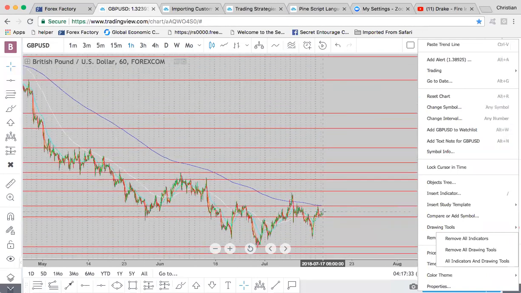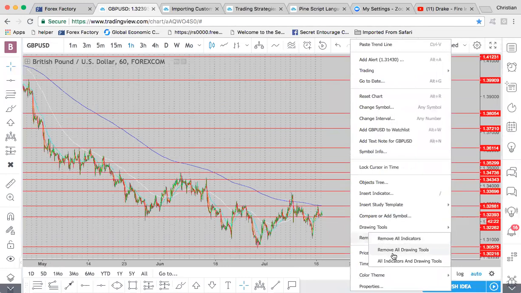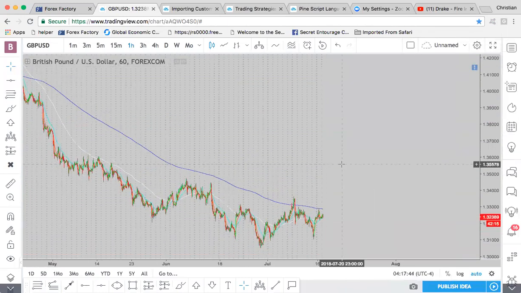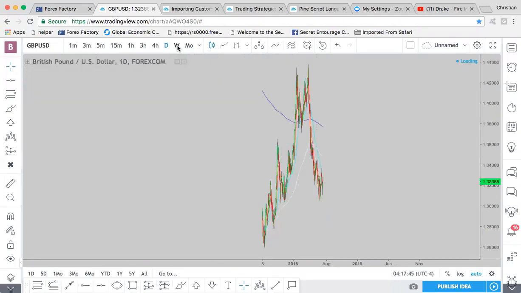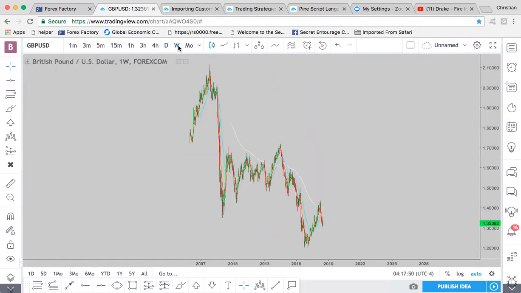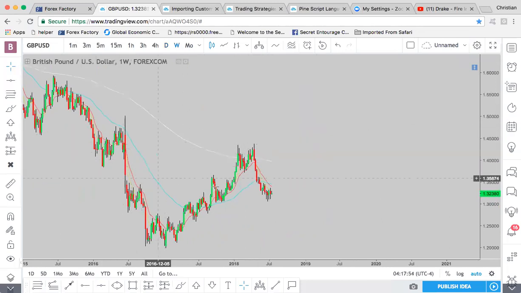What you have to look for is price action. There's no point of drawing all these lines. Remove all drawing tools. You go to the daily, weekly. See when you get to a zone, that's your real zone. On the weekly, I see the market wants to retrace in the zone.